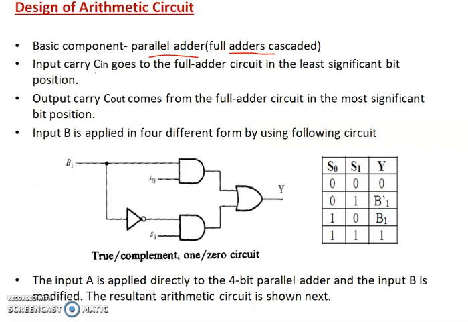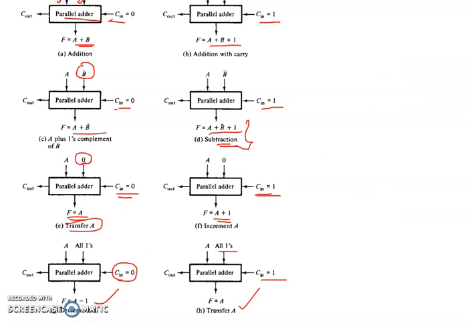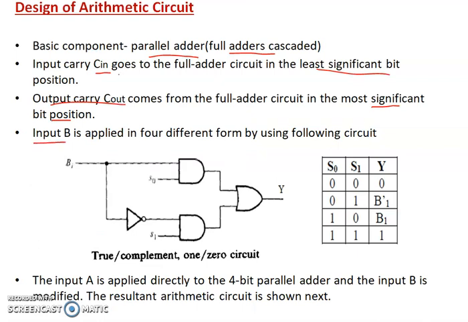Now, the input carry C in goes to the full adder circuit in the least significant bit position, and the output carry C out comes from the full adder circuit in the most significant position. So when you see here, C in and C out are there. C in will be given as an input to the adder at the least significant bit, and C out will come as an output from the adder through the most significant bit. Now we have learned about C in and C out. Next is about the input B.